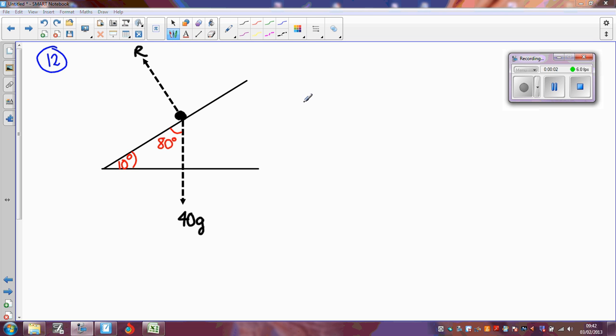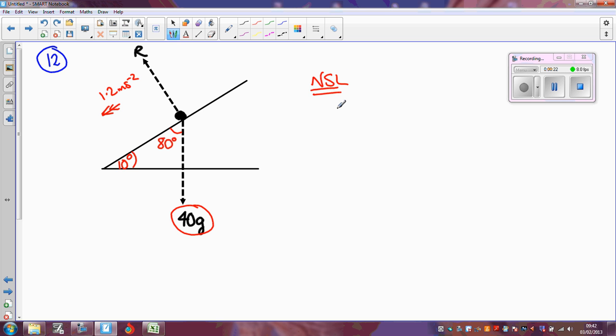Here we have a toboggan and a child which together weigh 40 kilograms, so the weight is 40g newtons, and they are on a slope, and you're told that they are accelerating down the slope at 1.2 meters per second per second. So what we're going to do is use Newton's second law down the slope to work out what the frictional force is.